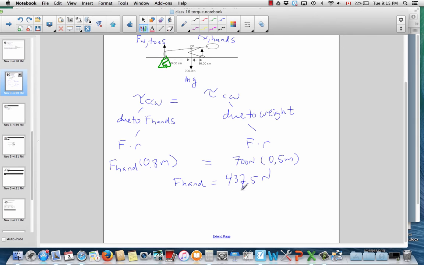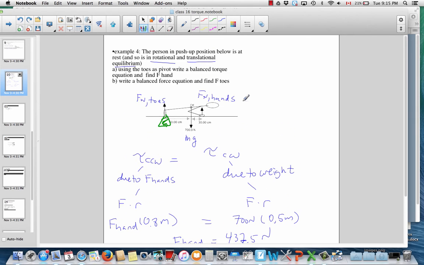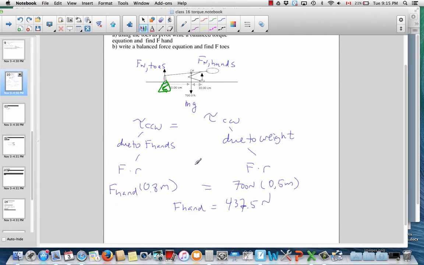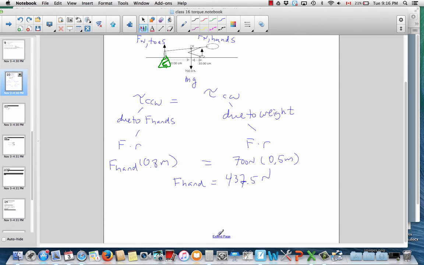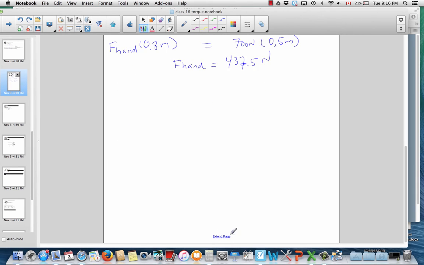Now, we're not finished with our analysis because we have another condition that we can use. You see, because this object is at rest, it's also in translational equilibrium, and that means the forces have to be balanced. So that means that forces up balance forces down.